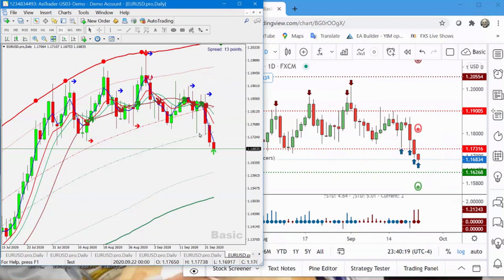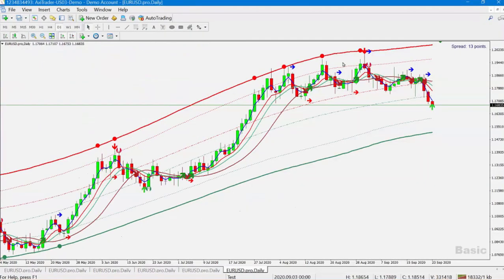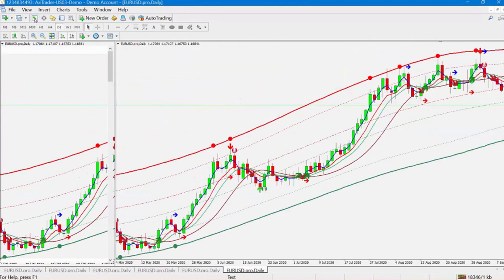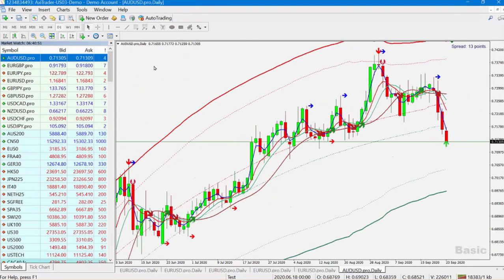All right, so let's go ahead now and see what we got here. All right, so here we go. Let's go ahead and start to hunt for some trades. Let's take a quick look at the Aussie. Drop the Aussie here into this chart.